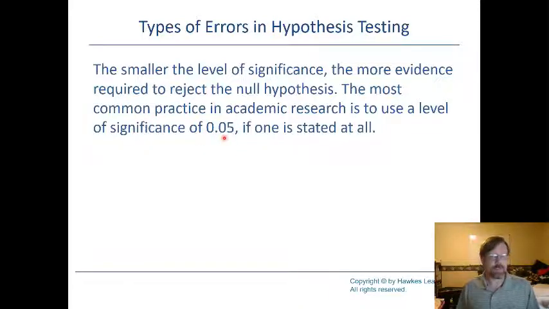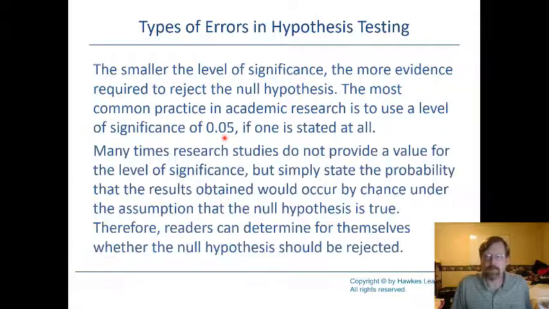Fairly frequently, people don't always supply the level of significance. They just state the probability that the results would occur under the assumption that the null hypothesis was true, and let the readers determine if the null hypothesis should be rejected.